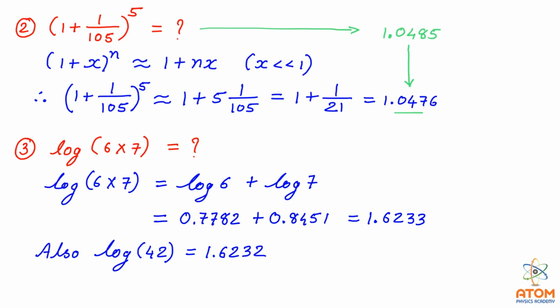But one more thing, if at the place of 1 upon 105, we would have, let us say, 1 upon 1005, then the answer that we get by the direct method and what we get by this equation would be even closer, because as x becomes very less than 1, the answer of 1 plus x raised to n becomes almost equal to 1 plus nx. So that's why here we are getting a little difference.